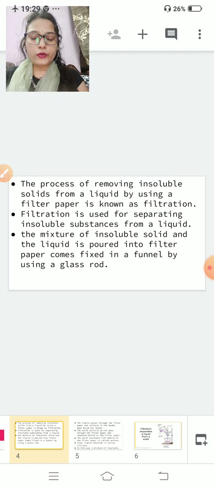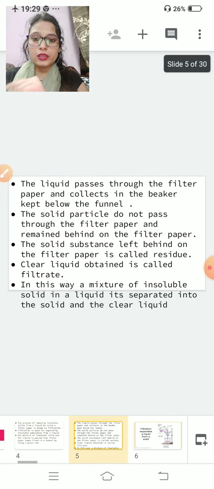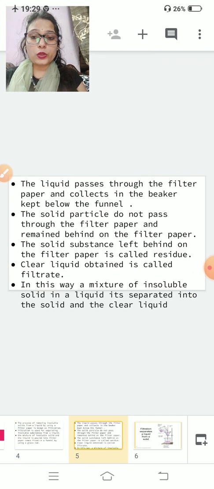Clear? Filtration is used for separating insoluble substances from a liquid. This is a separation technique. In the separation technique, what you will do? You will separate out. Okay. So the mixture of insoluble solid and the liquid is poured into filter paper, fixed in a funnel, by using a glass rod. I think this point is very clear to you. Shall we move ahead? Now the liquid passes through the filter paper and collects in the beaker kept below the funnel as is shown in the figure.